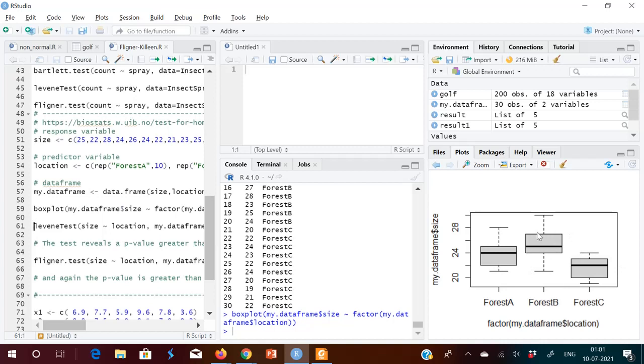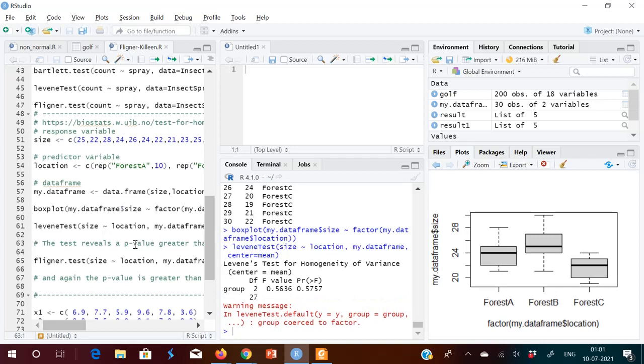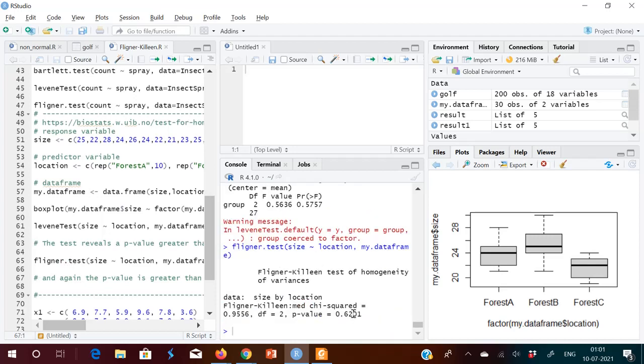There's not much difference in the variance. So let us see whether we are getting that. When we use the Levene test, the Levene test is in the car library. You have to load the car library, then only we get that. So 0.5, we go by the null hypothesis. Let us double check with this again. This also gave 0.6.